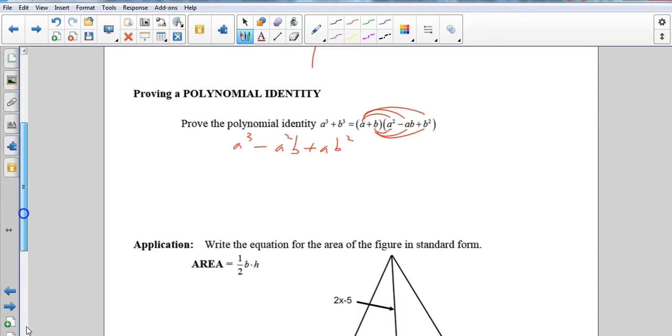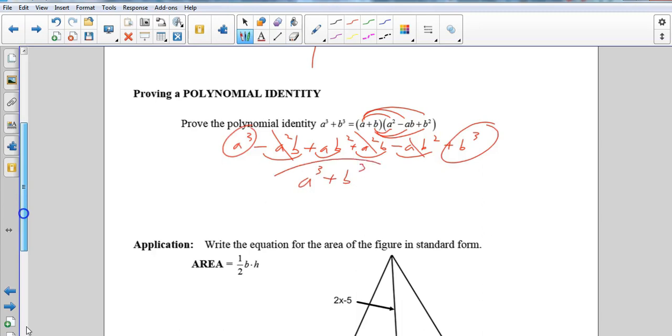Now we're going to send the b in. B times a squared is a squared b. I'm keeping the order. B times negative ab is minus ab squared. And b times b squared is b cubed. Well, let's see what we have here. We have a negative a squared b and a positive a squared b. So those cancel. We have an ab squared and a negative ab squared. Those cancel. What are we left with? A cubed plus b cubed. So we prove this to be true.